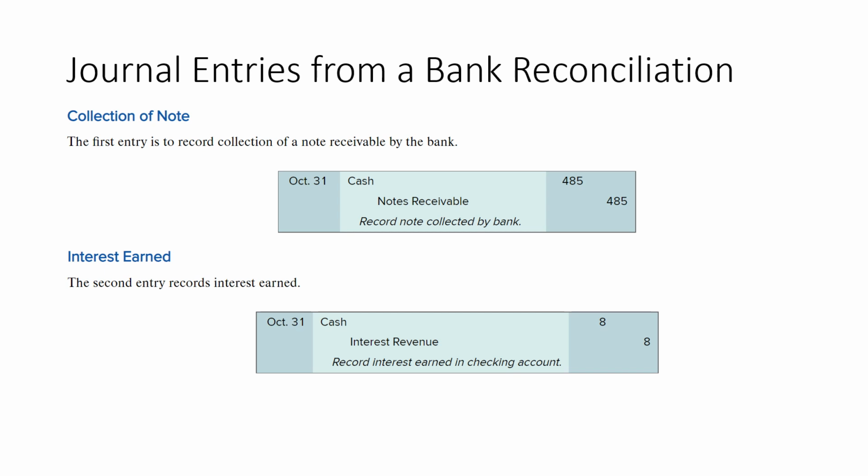Any increases in cash on the bank statement, obviously those are going to be debits to cash, and you will credit whatever account that matches that transaction. So if you're collecting a note, if the bank collects a note on your behalf, you would debit cash to show that increase in cash and credit notes receivable to decrease the amount that you'll be receiving in the future. If the company earns interest on their bank account, debit cash to increase the cash amount, and then credit interest revenue. That's a revenue account.